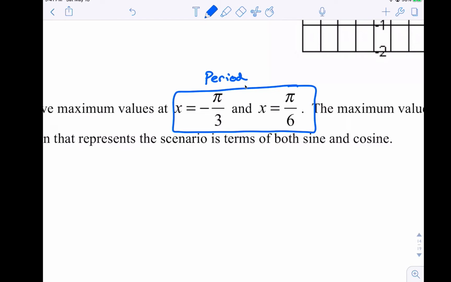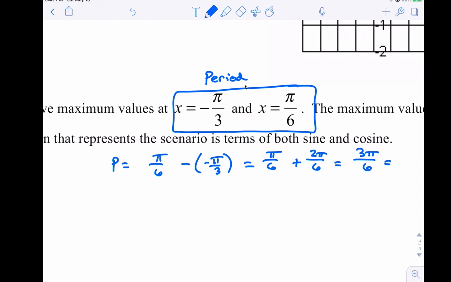So what is the period? You're going to do pi over 6 minus negative pi over 3. All right, so the period is pi over 2, which then makes the value for b 4.